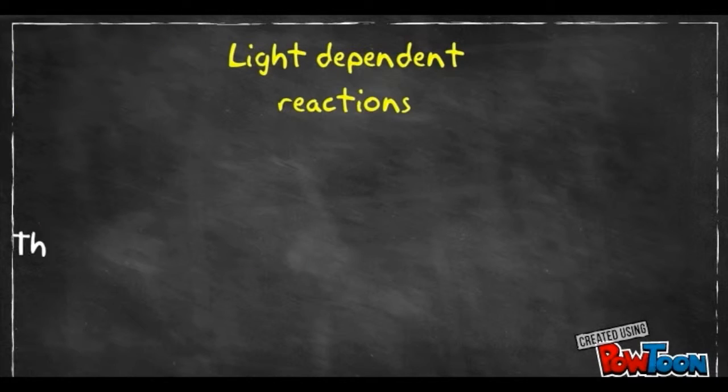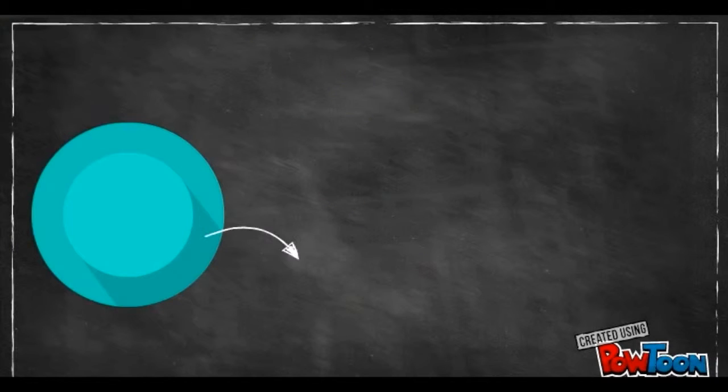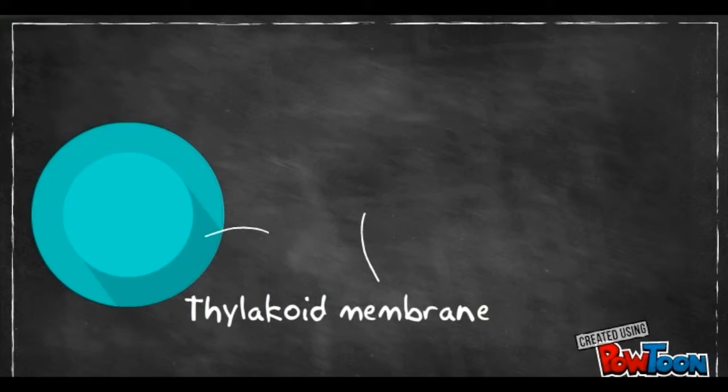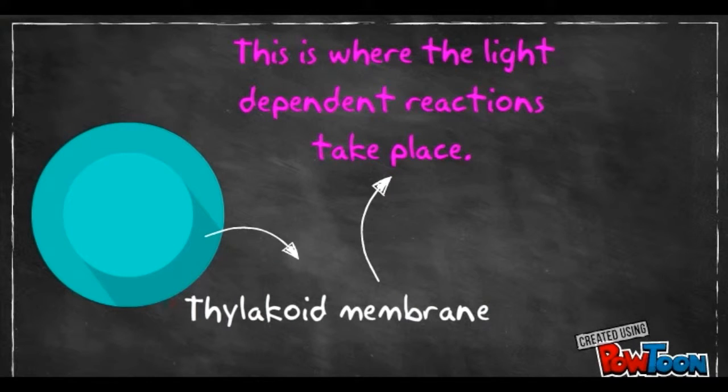Light-dependent reactions are reactions that take place in the thylakoid membrane. As stated in the name, these reactions are dependent on light. In light-dependent reactions, light energy is converted into chemical energy. Water, light energy, NADP+, and ADP go into this reaction, and the outcomes are oxygen, NADPH, and ATP.